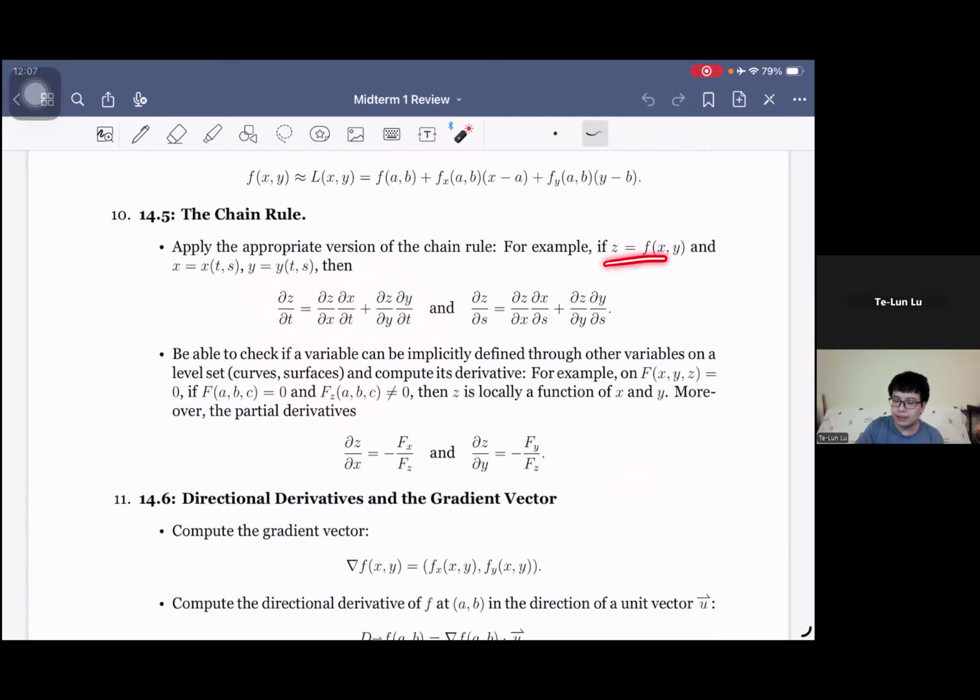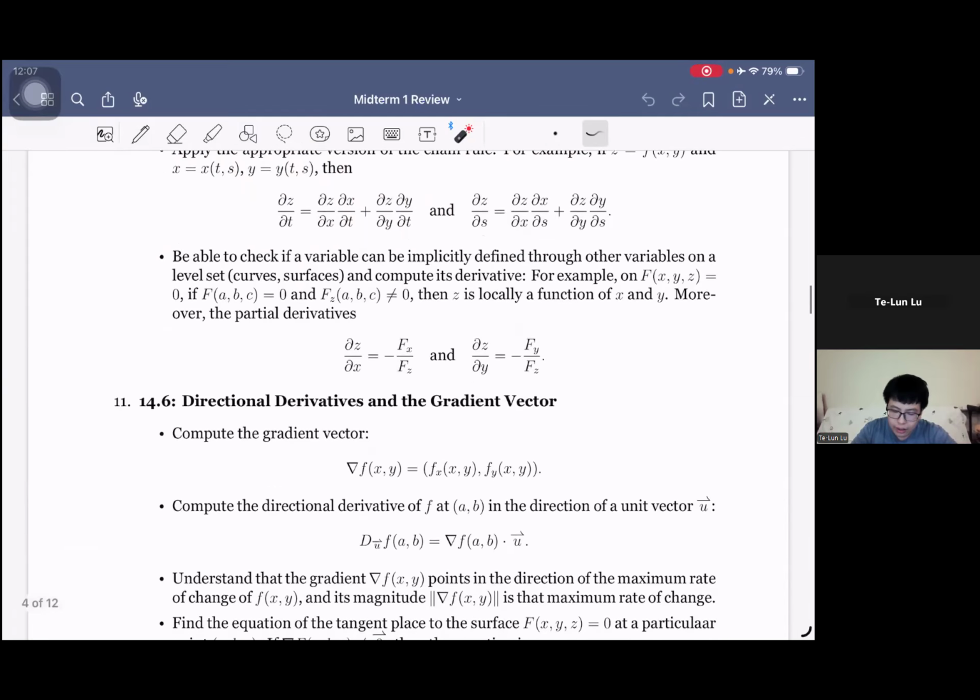So in this case, if z is a function of x and y, and x is a function of t and s, where y is a function of t and s too, then the differentiation of z with respect to t in this variable will be z to x first and then x to t. And don't forget, there's also a y, z to y, and y to t. The same thing happens for s, okay? Obviously, this generalizes to higher dimension and higher orders, but basically that is what you have to memorize.